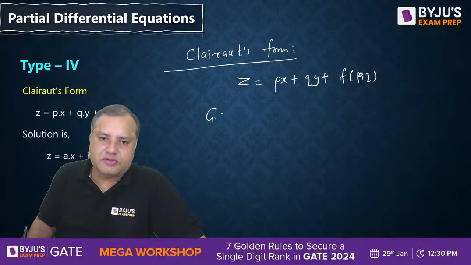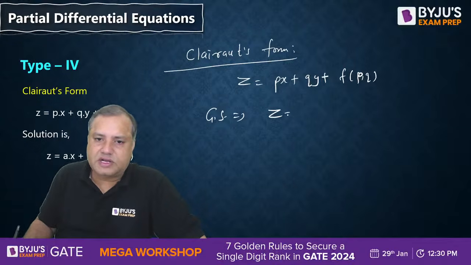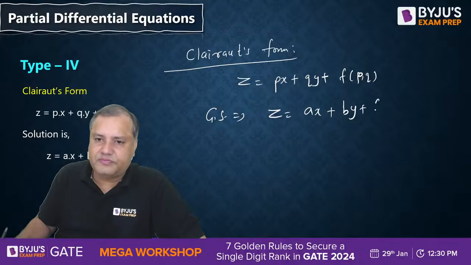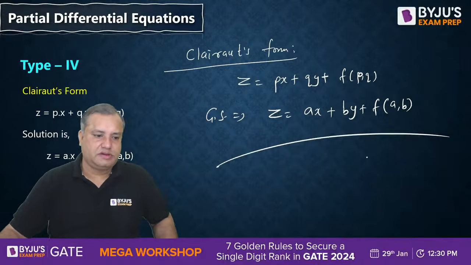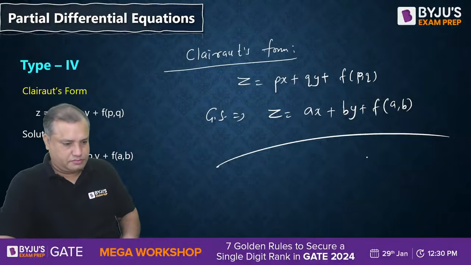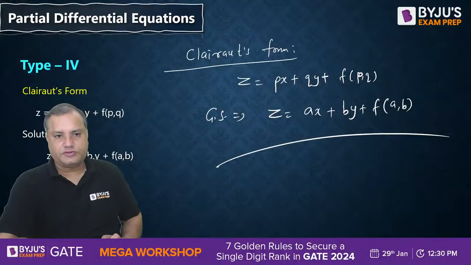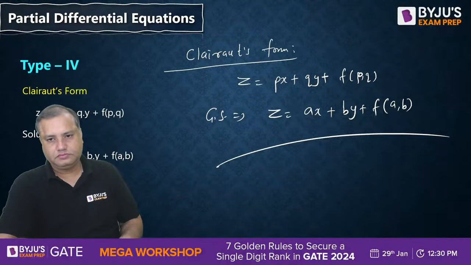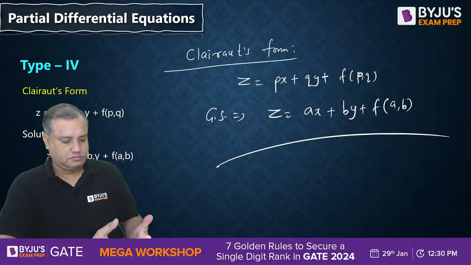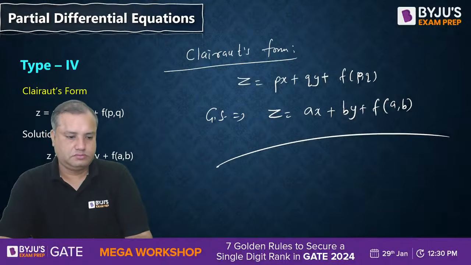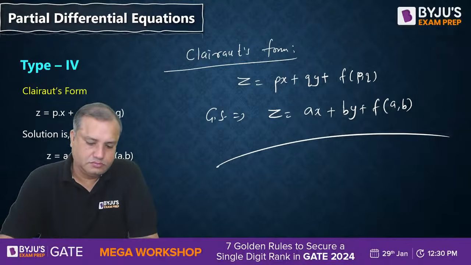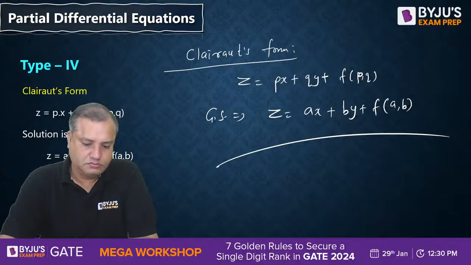See its general solution. General solution is P is replaced by A, Q is replaced by B, f of A comma B. That's it. This is Clairaut's form.